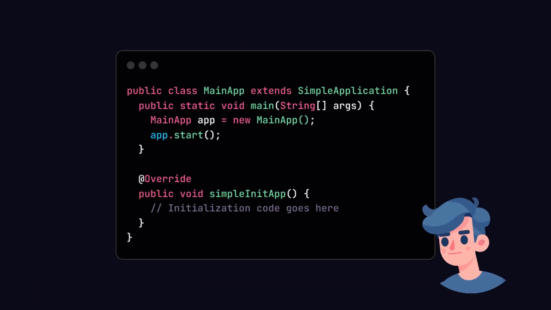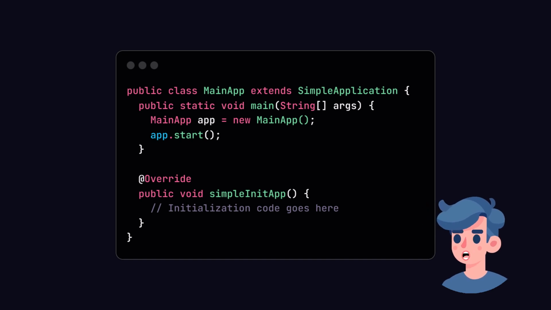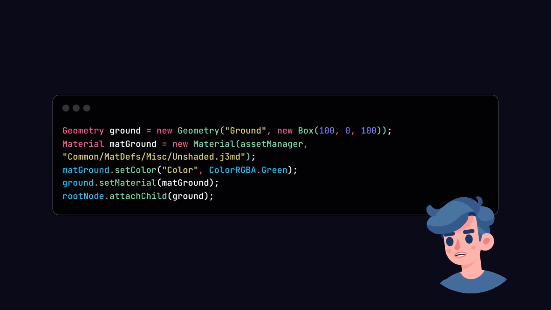Next, we will set up the main class for our game. In JMonkey Engine, the main class is where the game loop resides. Let's create a new Java class called MainApp. In this simple initApp method, we will initialize our game world. We'll start by setting a simple ground plane. To do this, we first need to create a new geometry and add it to the scene.